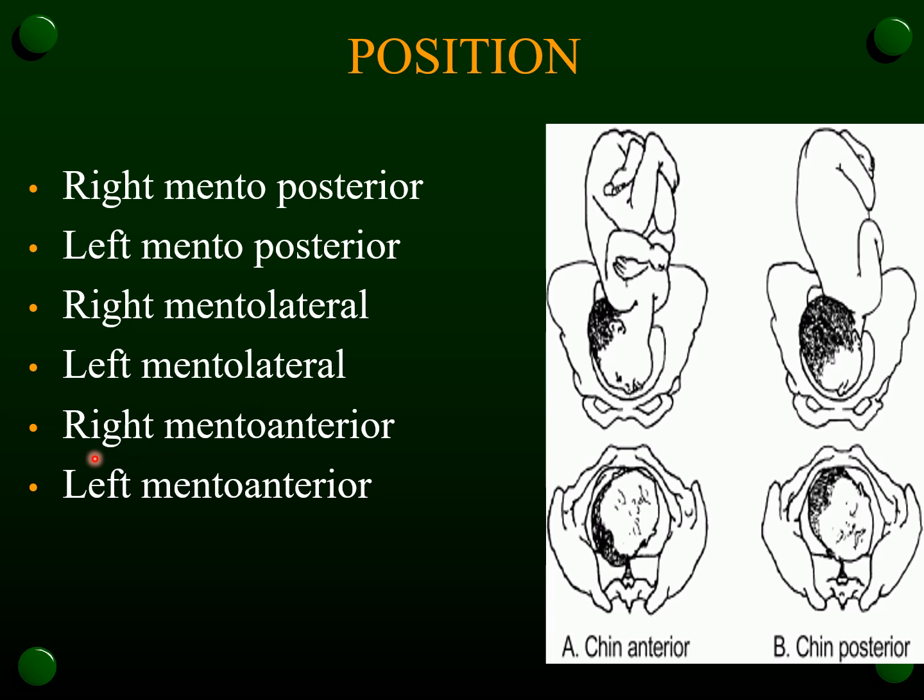If the mentum is pointing towards the right iliopectineal eminence, it is right mento-anterior. If the mentum is pointing towards the left iliopectineal eminence, it is left mento-anterior. And this is left mento-posterior. See, the mentum is pointing towards the left sacroiliac joint. Here the mentum is pointing towards the left iliopectineal eminence.